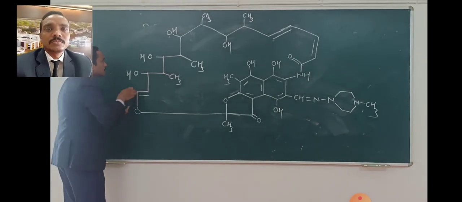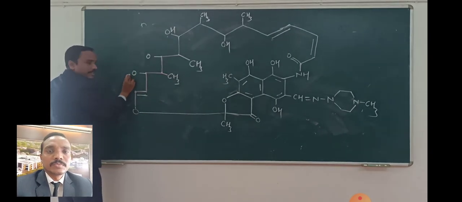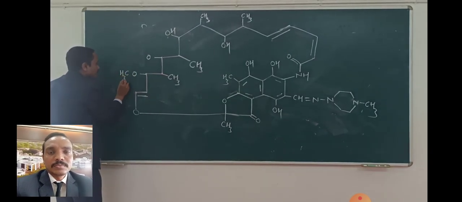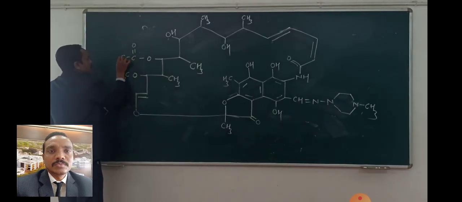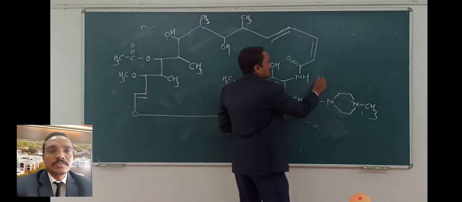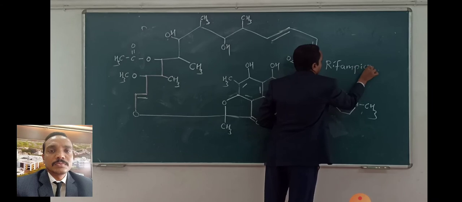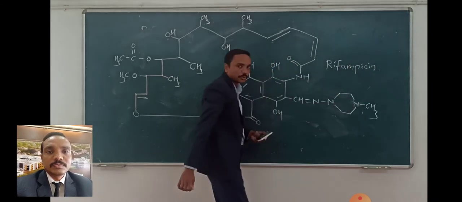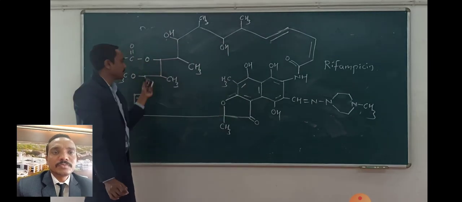Now for the last two hydroxy groups, the hydrogen is replaced. In this case it is simply a methyl, it is a methoxy. Here it is an acetyl group. So likewise you can remember the structure of rifampicin. Hope you understood how to remember the structure. I started from one side and tried to come to the other side.